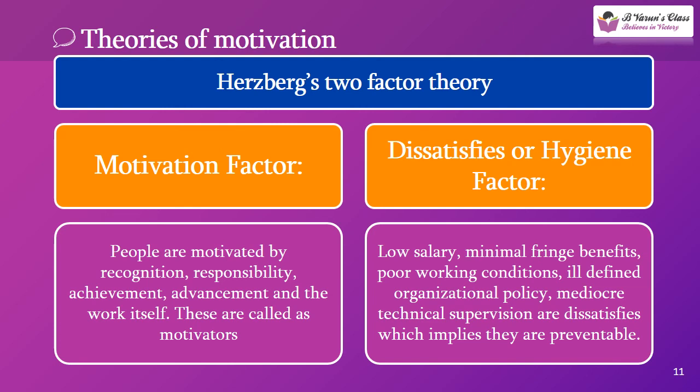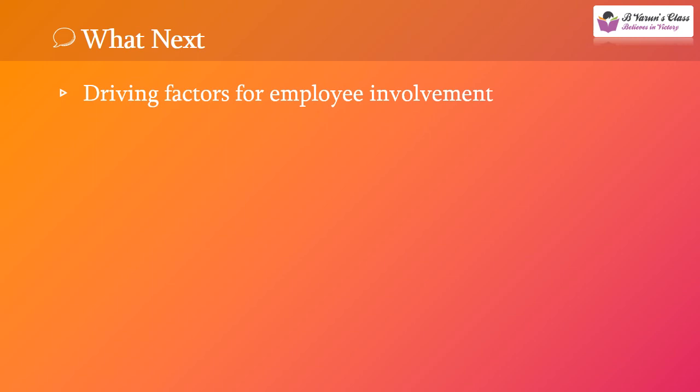And on the other side we have the hygiene factor. Hygiene factors include low salary, minimal fringe benefits, poor working conditions, ill-defined organizational policy, and poor technical supervision, and these are called the hygiene factor or dissatisfier factor. When we want to achieve higher employee motivation, we should concentrate on the motivational factors and the dissatisfiers should be reduced. Next class, we are going to discuss the driving factors for employee involvement in an organization.